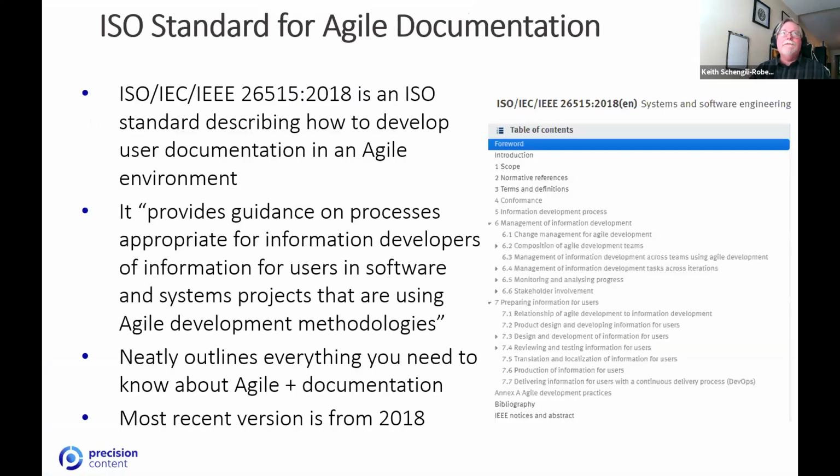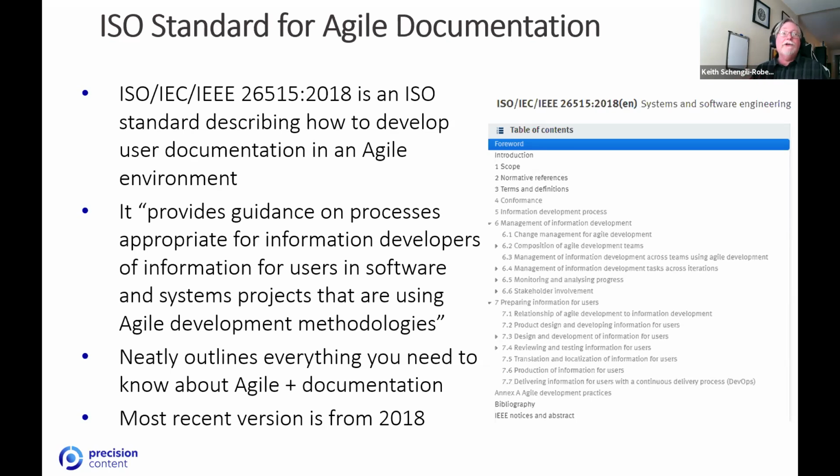Now, I also want to point out that if you're interested in digging up more information on what is considered an ISO standard for Agile documentation, yes, this does exist. It's ISO 26515:2018, and it's an ISO standard describing how to develop user documentation in an Agile environment. It, as they say here, provides guidance on processes appropriate for information developers, of information for users in software and systems projects that are using Agile development projects. It's nice in that it doesn't prescribe which form or flavor of Agile to use. It basically says, whatever you're using, here are essentially best practices on how you can achieve documentation goals within Agile in general. And it really neatly outlines everything you need to know about Agile and documentation.